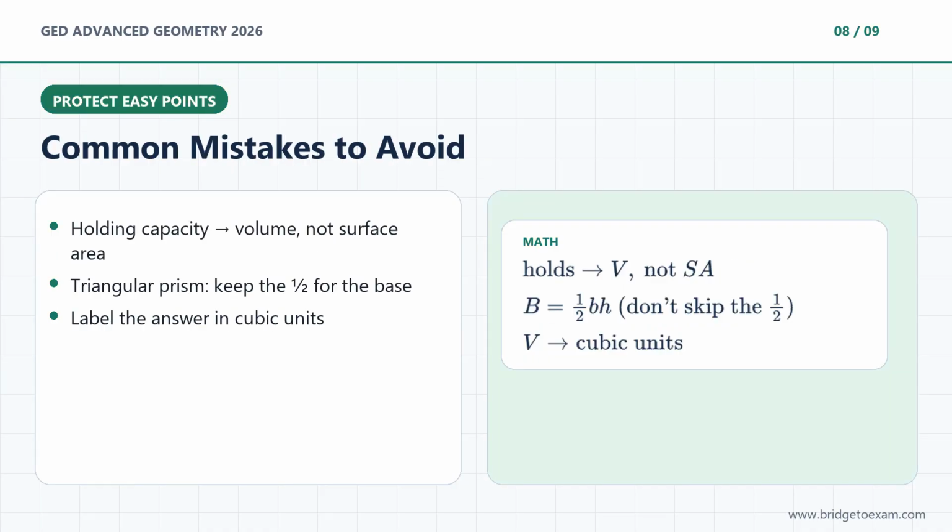Before we finish, let's dodge the 3 most common volume traps. First, do not use surface area when the problem asks how much a container holds. Holding is volume. Second, for a triangular prism, do not just multiply all 3 numbers. You must take half of the triangle's base times height first. And third, always label your answer in cubic units. These small habits protect a lot of easy points.